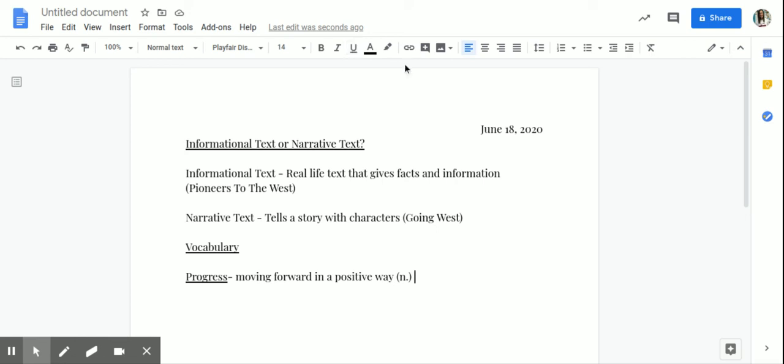So again, your Google form should be quite simple today. You just have to write one sentence with progress, and then you need to tell me which type of text you like better, informational text or narrative text, and then tell why.